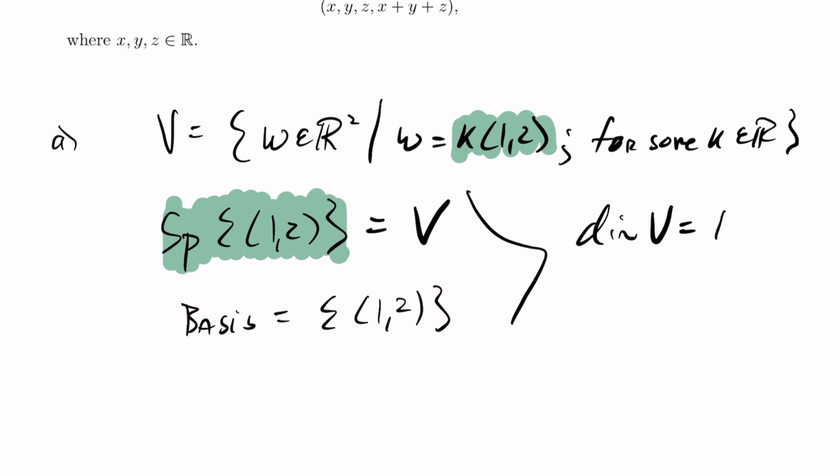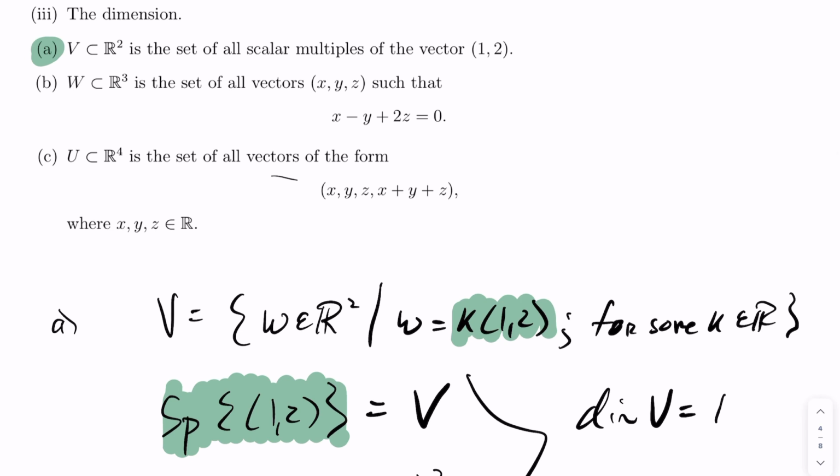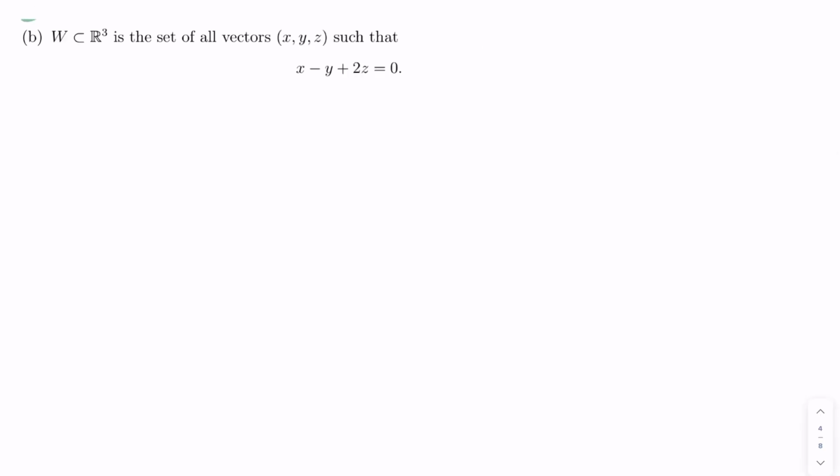So this is an example of a one-dimensional subspace that consists of all scalar multiples of (1, 2). All right, let's take a look at B here. So for question B, same idea.